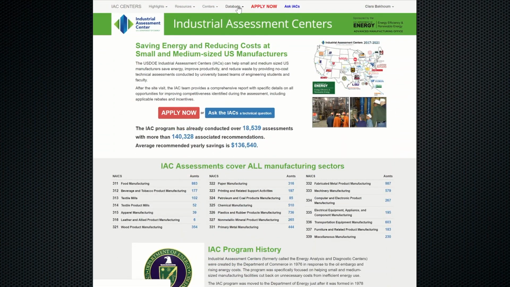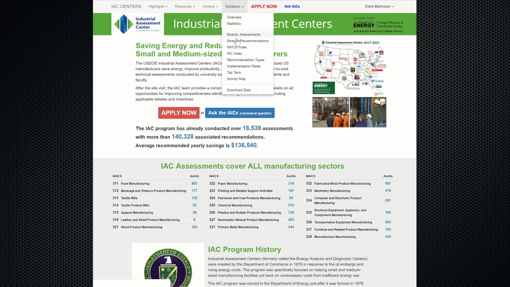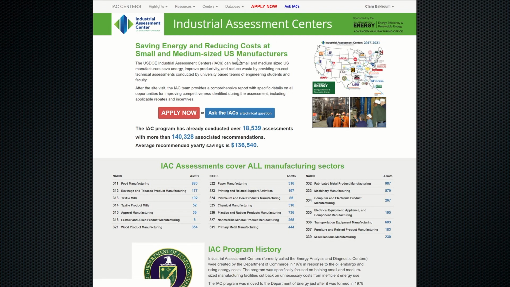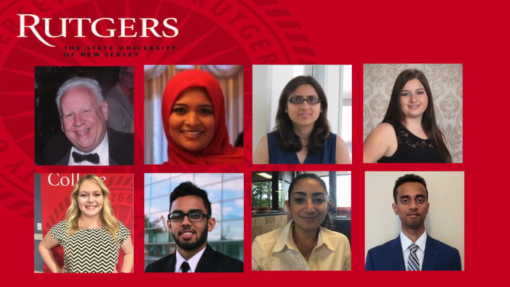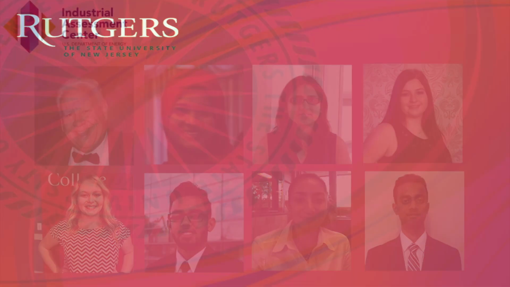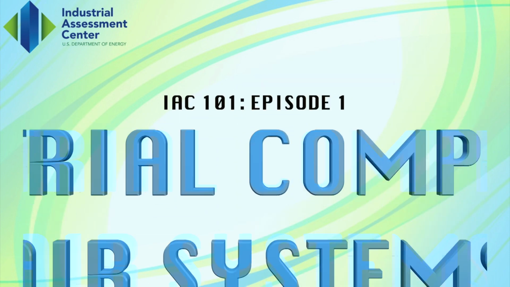The IAC teams then develop a detailed report with several energy saving and other improvement recommendations, estimating related costs and payback periods. These recommendations can be found online in the database with data from over 18,000 assessments over 20 years or so. The Center for Advanced Energy Systems at Rutgers, of which I am the director, serves as field managers for the DOE's program. My team's job is to oversee the technical quality of the assessments being performed by these schools. In this first episode, we'll cover industrial compressed air systems.